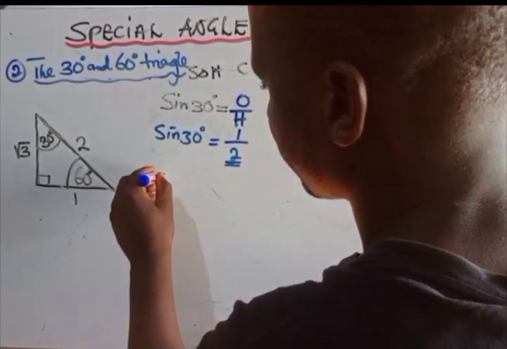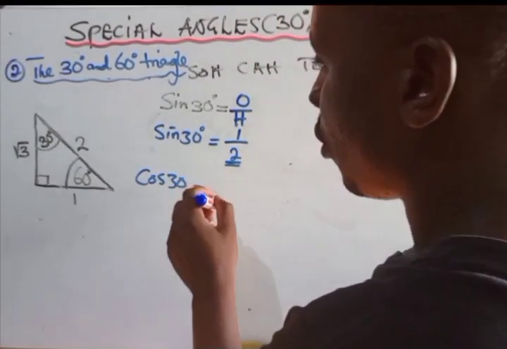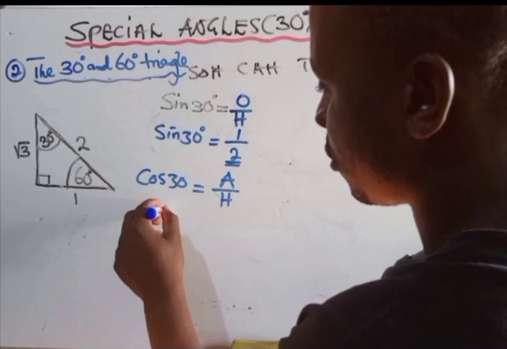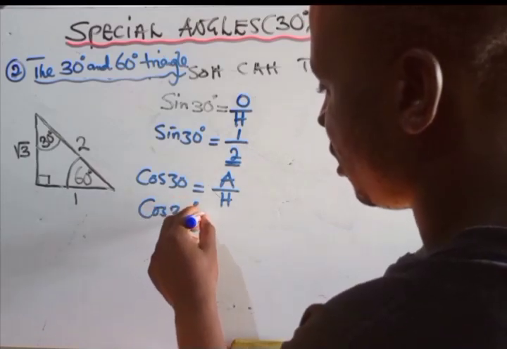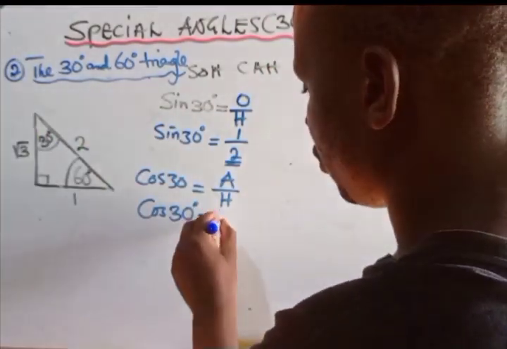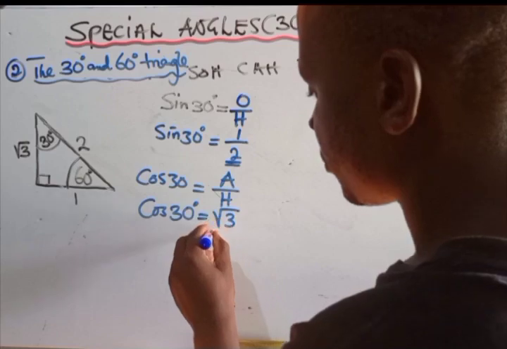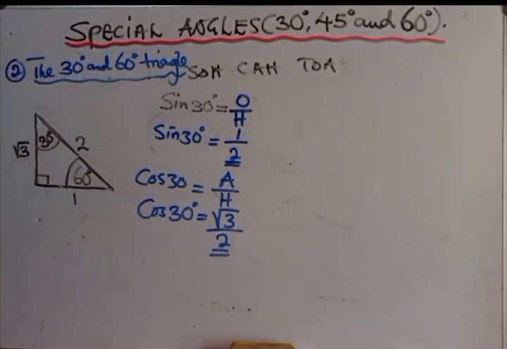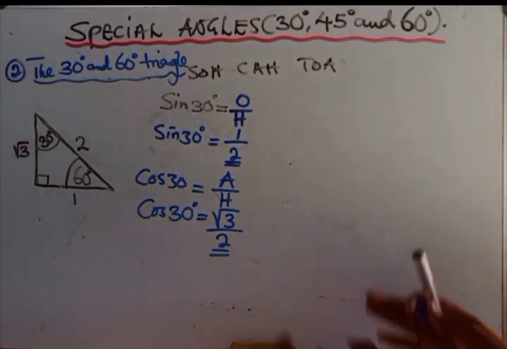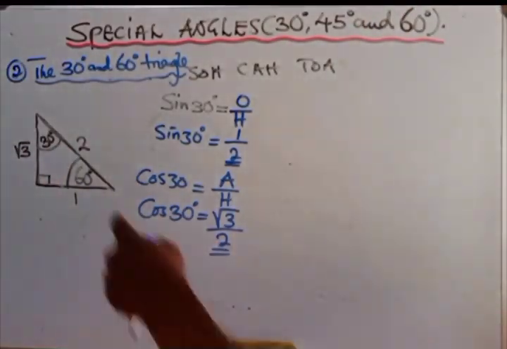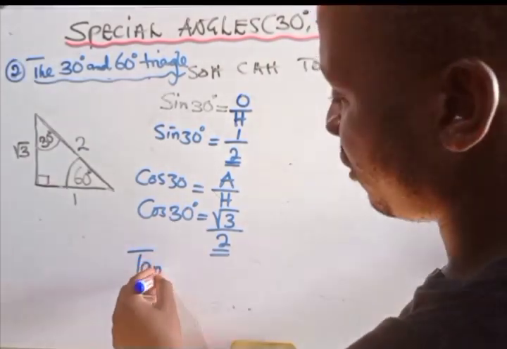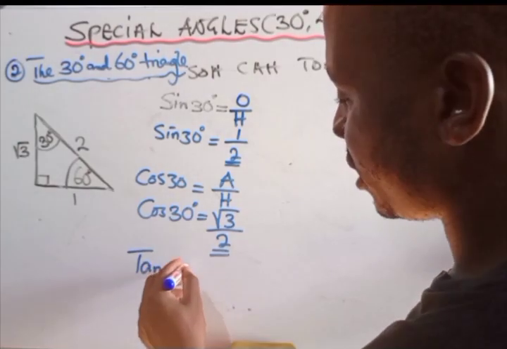We go to cos 30. Cos 30 is adjacent over hypotenuse. The adjacent of 30 is the root of 3. The hypotenuse is 2. So cos 30 is the root of 3 over 2. Please, we need to memorize this one. If you can't memorize this, please just memorize those two diagrams. We have this triangle and the other triangle we just looked at when we were looking at 45 degrees.